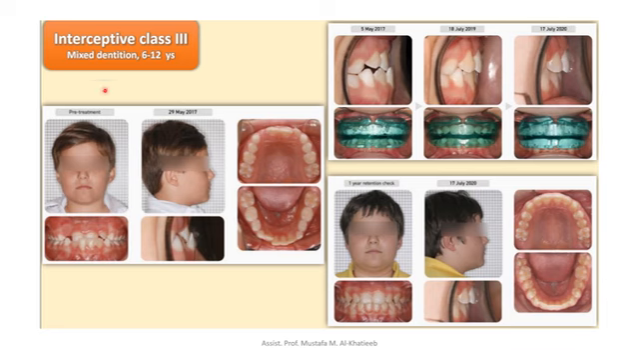This is another case belonging to me, which is mixed dentition. The patient for interceptive class 3 Myobrace is used between 6 to 12 years. So the orthodontist or the dentist uses the interceptive class 3 and ends with normal.